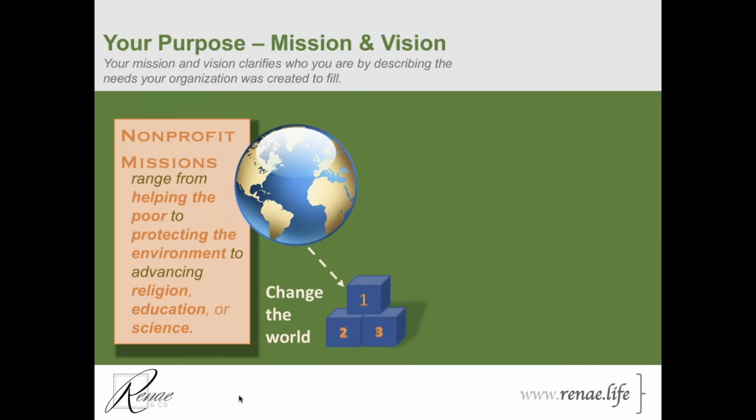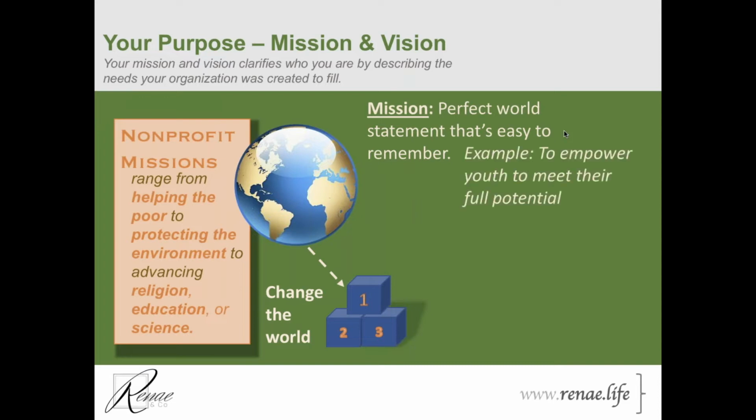So let's start with the first component in the grant proposal, and that is your purpose, mission, and vision. Your mission and vision clarifies who you are by describing the needs of your organization and what your organization was created to fill. Your mission statement is basically your change the world statement. It's a perfect world statement that's easy to remember. A great mission statement is to empower youth to meet their full potential. This is something that's easy for your board to remember, your staff to remember, and it simply states what you're going to do as an organization.